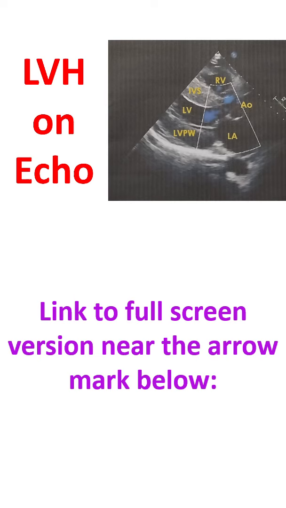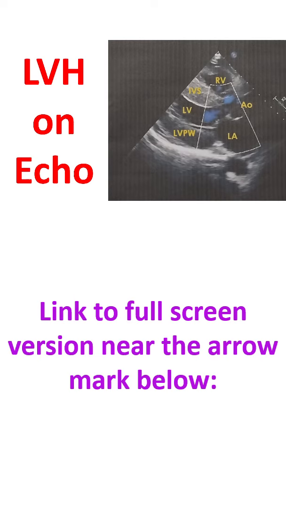Eccentric hypertrophy, where the wall is thickened but the cavity also gets dilated, can occur in chronic aortic regurgitation because of the volume overload. And a third variety is asymmetric septal hypertrophy. Septum is hypertrophied more than the posterior wall. That occurs in hypertrophic obstructive cardiomyopathy.